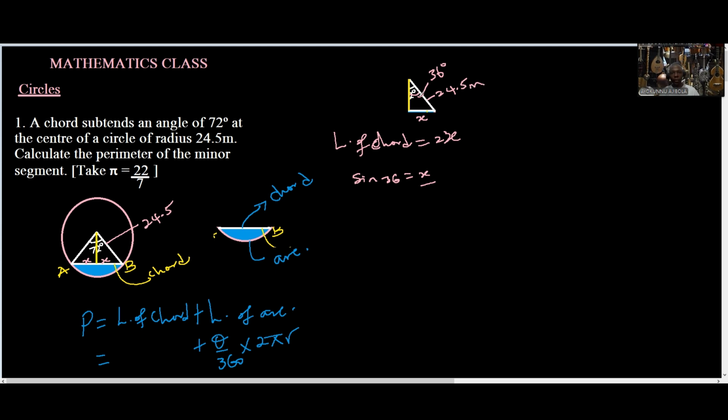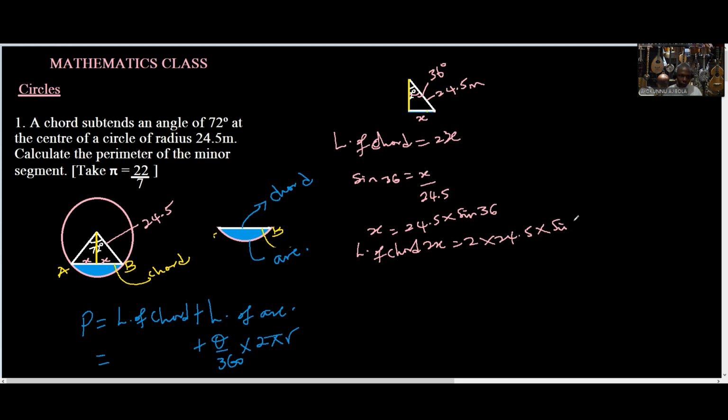The angle inside that I labeled is 36. So x equals 24.5 times sine 36. Then length of chord 2x will be twice of this value. So 2 times 24.5 times sine 36. Is that clear?